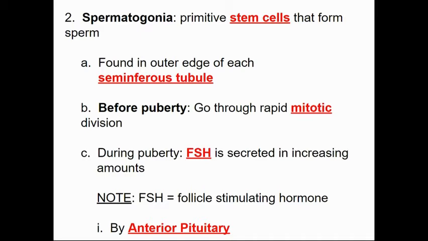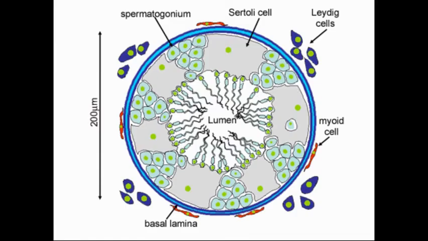So spermatogonia are primitive stem cells. What are stem cells? Generally speaking, they are cells that still have the ability to become different types of cells. They haven't differentiated yet. They haven't completed a developmental pathway. So they're still kind of flexible in what they're able to become. These are located in the outer edge of the seminiferous tubule. So let's back up for a second and just look at that slide again. They're in the outer edge of the tubule, and they're going to work their way inward into this lumen.